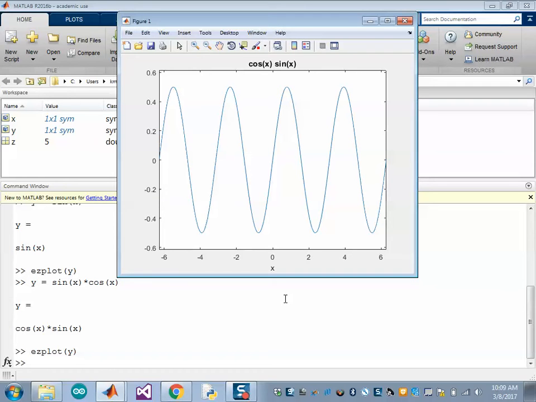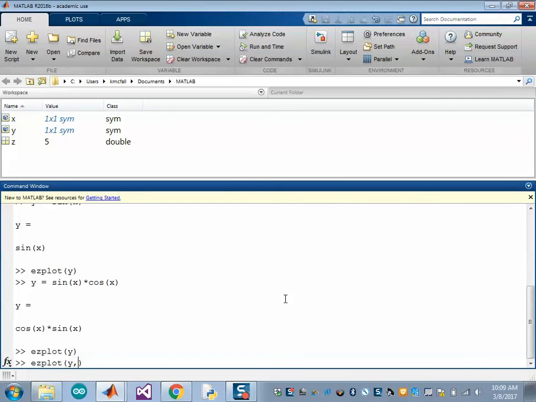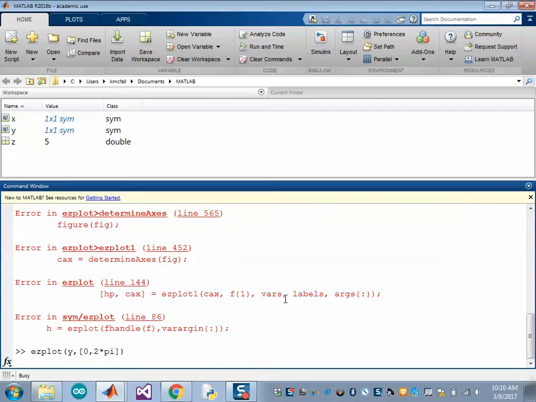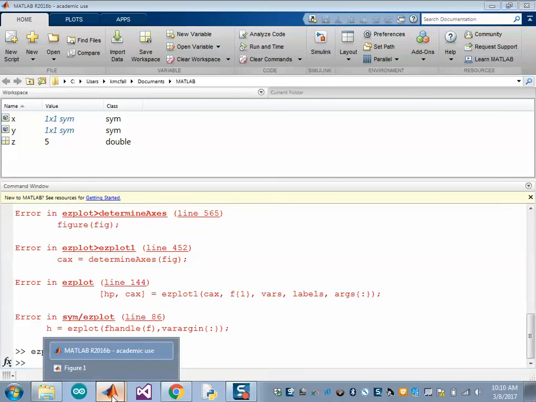Okay, and you'll notice it chose what the domain was. It said, well, he didn't tell me what domain, so I just picked one. Okay, if you want, you can specify what the domain is. You can say I want to go from 0 up to 2 times pi. I think that's the way it works. No, I guess I need to make that... yeah, I don't use easy plot very much, you can see.